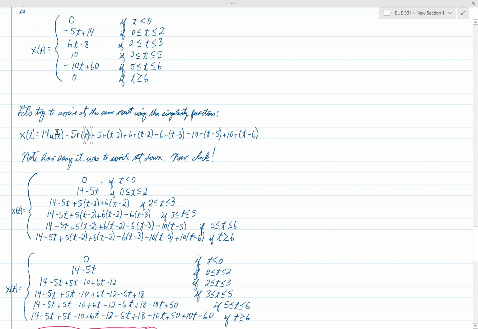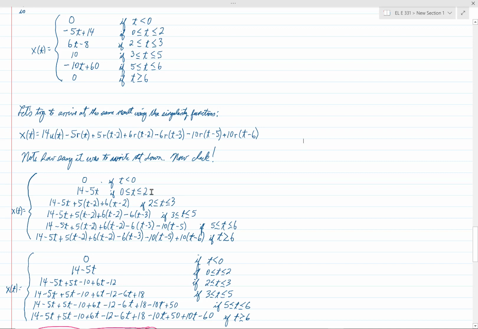Well, if this is true, then x of t is equal to the following. When we look in the region t is less than 0, all of these expressions are equal to 0 when t is less than 0. So we would just get 0.